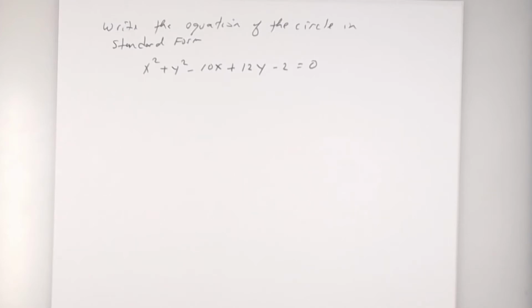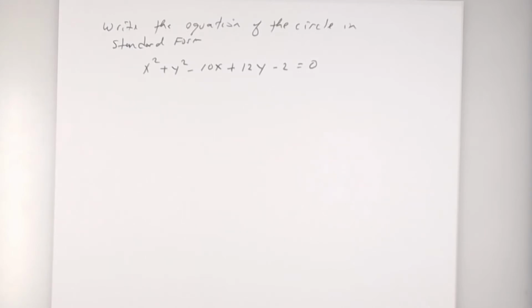Okay, so write the equation of this circle in standard form. Right now, what form is it in? It's in general form, and if you can't read anything, it's x squared plus y squared minus 10x plus 12y minus 2 equals 0. So if I'm going to write this in standard form, what is it I must do to this general equation?